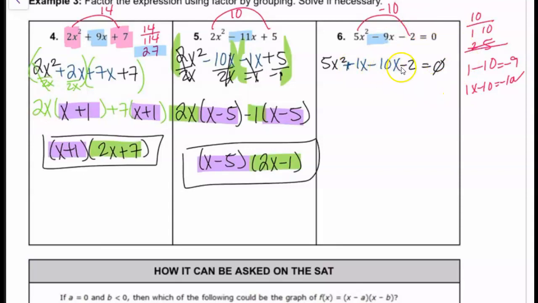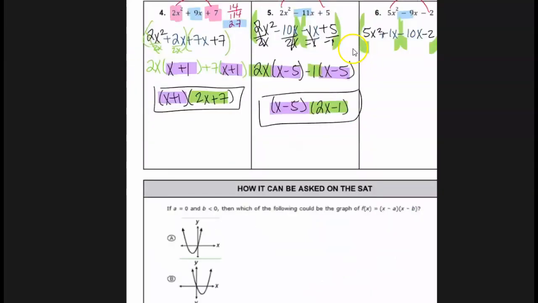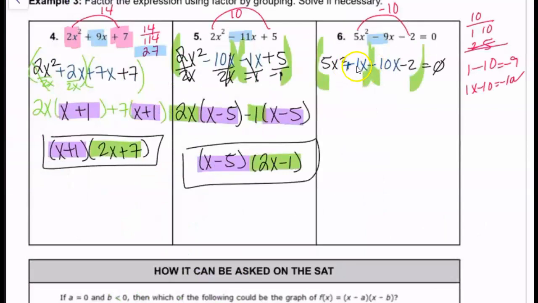And once again, I did not change my problem. Positive 1 minus 10 is still negative 9. And then I'm going to put my parentheses around my terms, still ignoring that equal 0, and factor by grouping as normal. Now, a lot of times students ask me, does it matter which one goes first? Do I put in the 1x minus 10 or negative 10 plus 1? And the answer is really it doesn't matter.